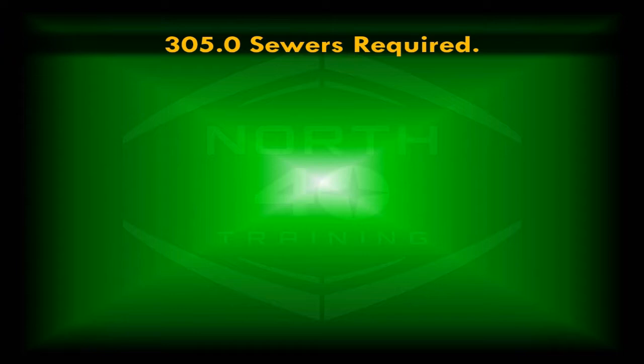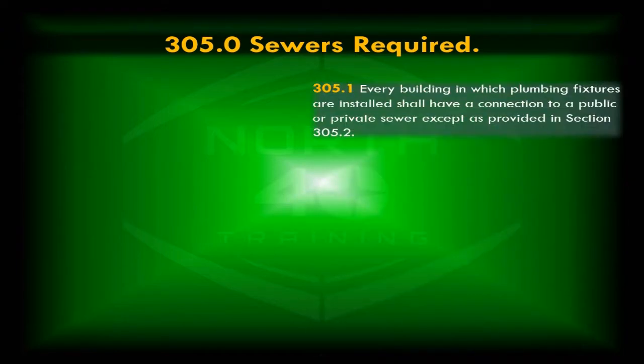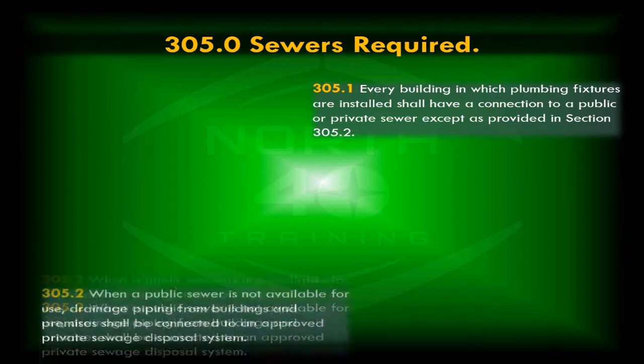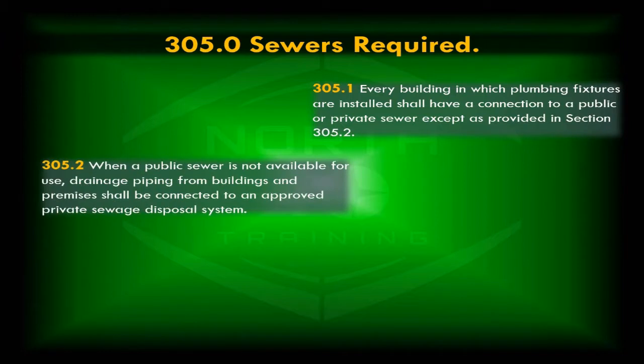305, sewers required. Every building in which plumbing fixtures are installed has to be connected to a public or private sewer, except for the provisions that are provided in section 305.2. 305.2 says when a public sewer is not available for use, drainage piping from buildings and premises shall be connected to an approved private sewage disposal system.